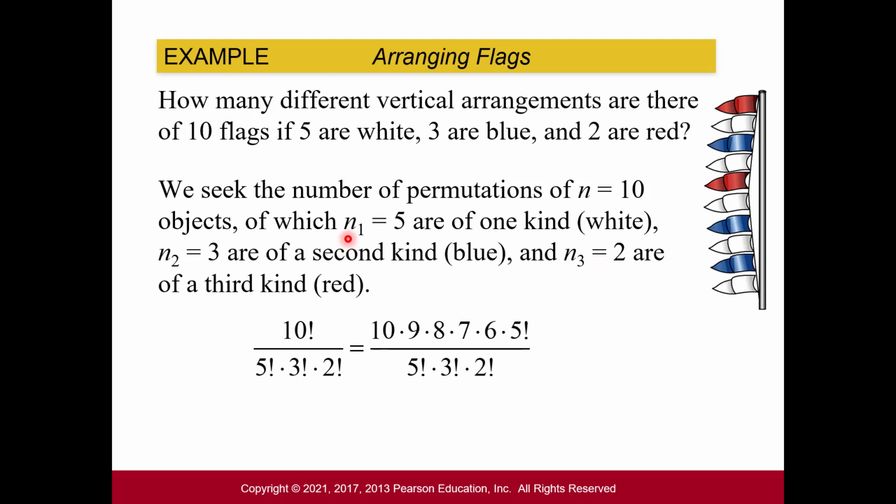Using our formula, on top, for our n objects, we have 10 factorial. On the bottom, we multiply the factorial of each kind. 5 white, so 5 factorial, times 3 factorial for blue, times 2 factorial for red. Then notice we start expanding 10 factorial. We could stop at 5 factorial because we can divide that with the denominator. And then if we simplify, we end up getting 2,520 different vertical arrangements for these flags.